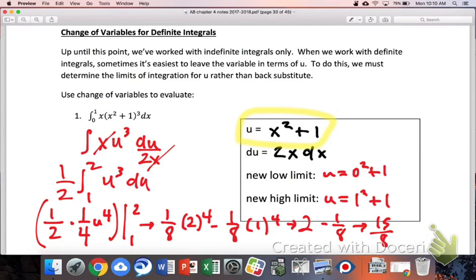Okay. So do you see how I never plugged back the x squared plus 1? I never plugged that back in, right? Because I converted everything over to u's, I can just stay with them because it's a definite integral. And if you remember, with an indefinite integral, don't you always get the blah, blah, blah function plus c? But with a definite integral, what do you always get? A number, right?